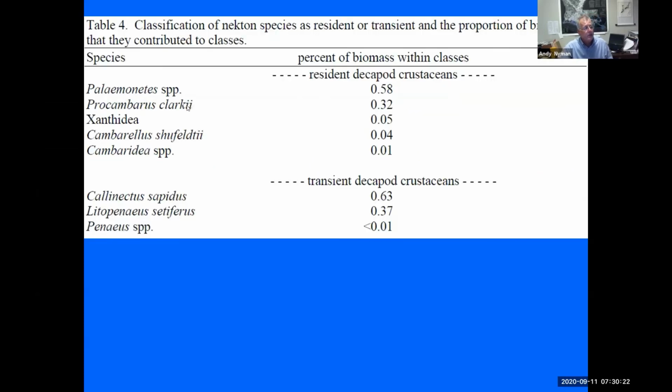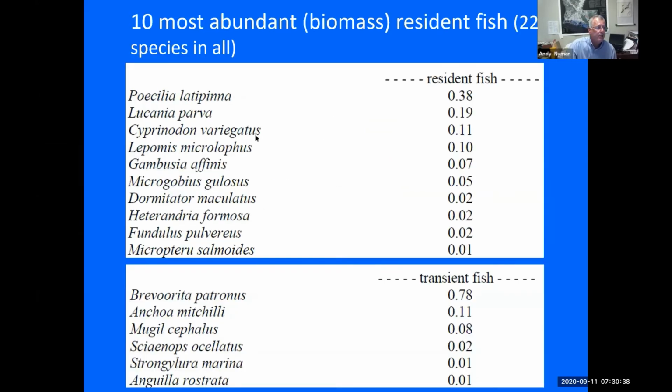So here's a list of usual suspects. If you're a fish person, these are your resident crustaceans. This is crawfish, this is your grass shrimp. Here's your transient crustaceans, that's blue crab, a couple of shrimp. Here's your fish in terms of biomass. These are your resident fish. These are the guys that live there pretty much their whole life up in the marsh. These are transients, anchovy, mullet, speckled trout, eel, just the usual suspects.